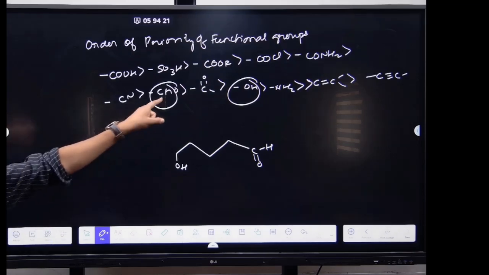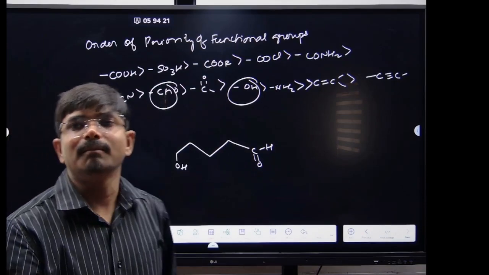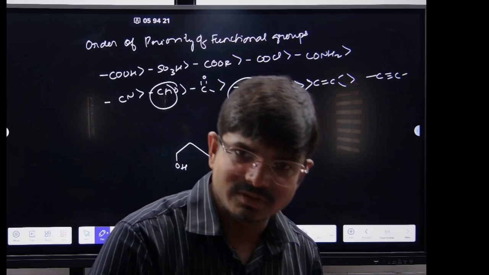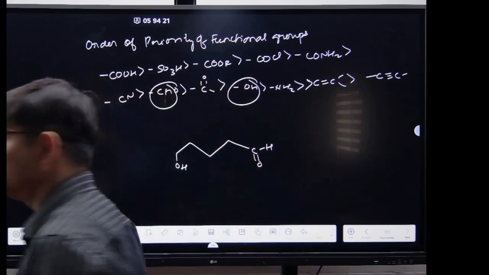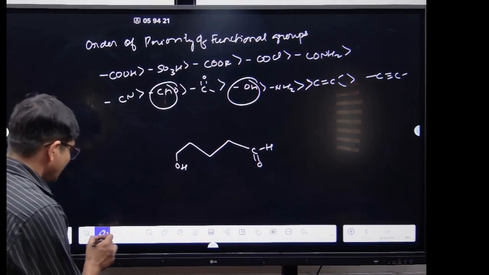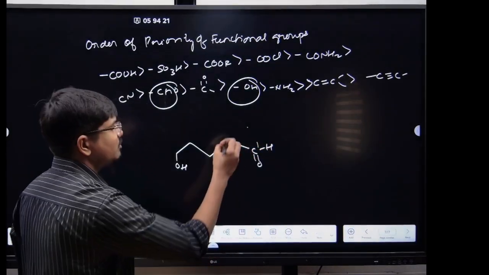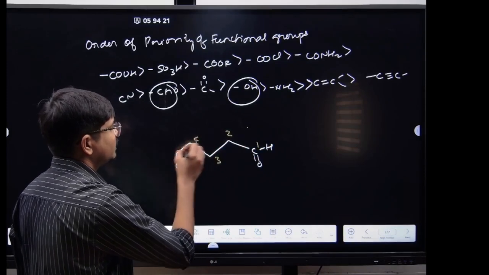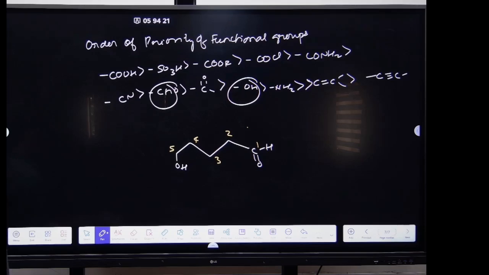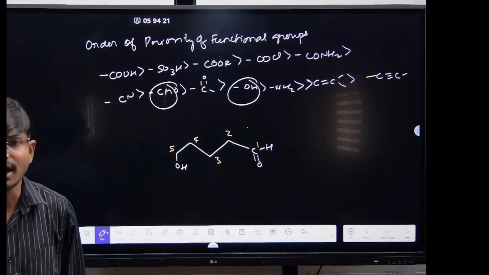Obviously, the higher priority will be given to the aldehyde, because this is a compound containing multiple functional groups. So we will follow the order of the priority of the functional groups. So how will we write this? You will write it like this: 1, again 2, here 3, 4, and here will be 5. Why am I starting with the aldehyde? Because this has got the high priority. Clear? So this will end with the suffix al.